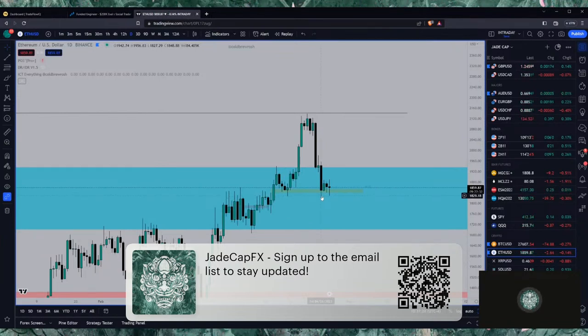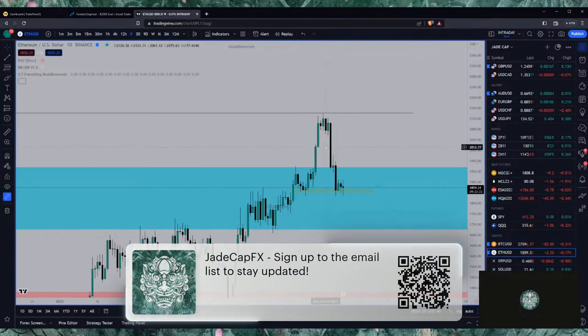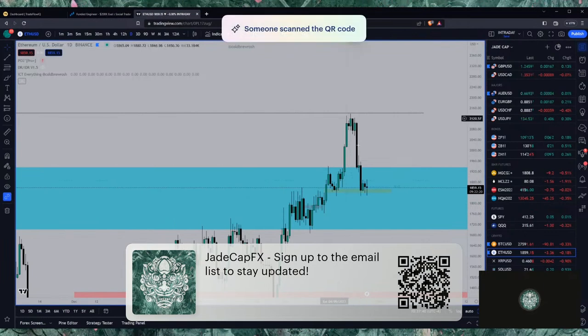1826.69. No, we did not take out that low. So are they leaving that for later during the week? Right. Maybe we have some news. I think GDP is on Thursday. Maybe they push it down lower and then we get a bounce. But right now we've had a nice correction.